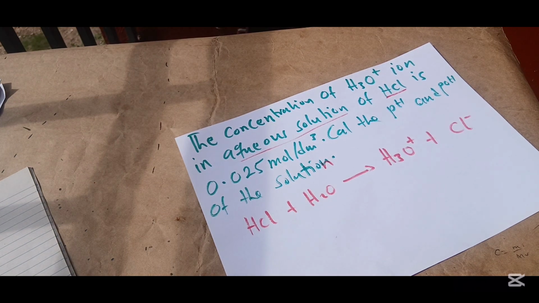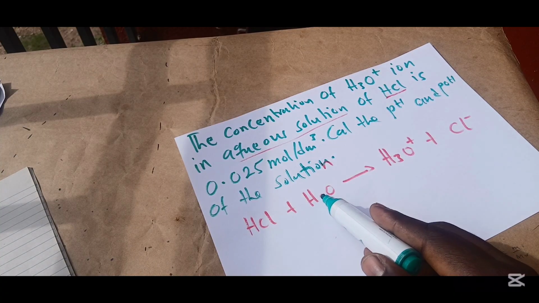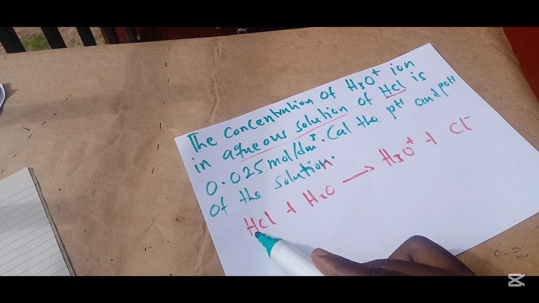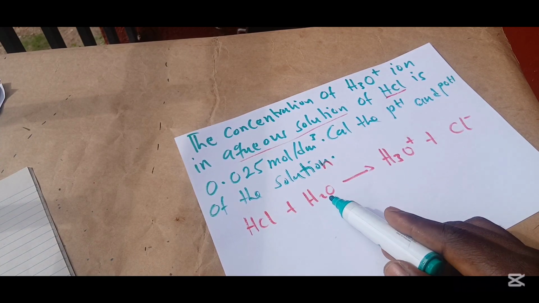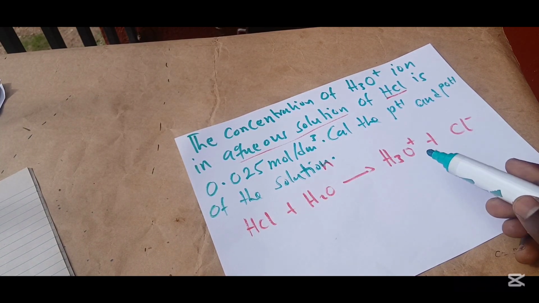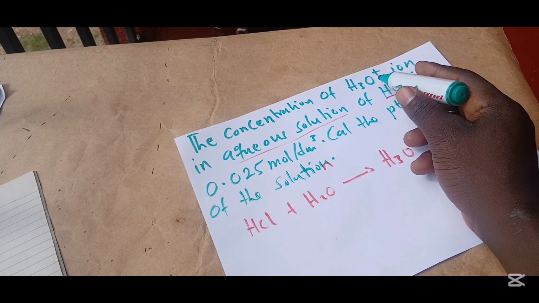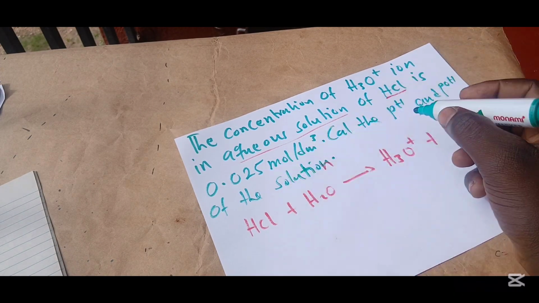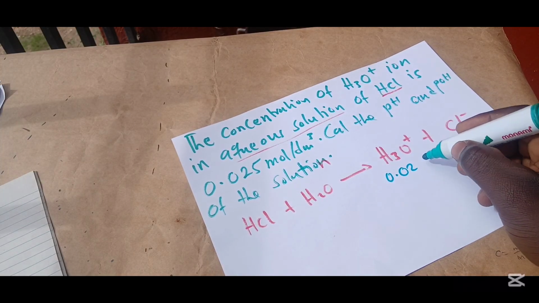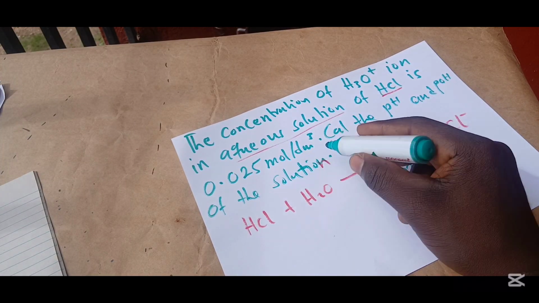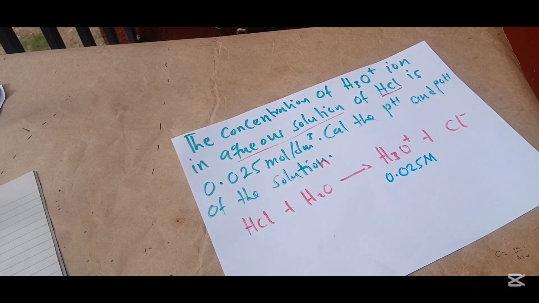Writing a balanced chemical equation: we have 3 hydrogens there, 1 chlorine here and 1 chlorine there, 1 oxygen here and 1 oxygen there. So we are good to go. The H3O plus ion concentration was given to be 0.025 mole per dm cube, or you can just represent it as molar, capital M.